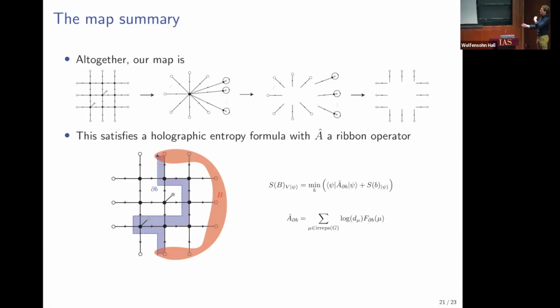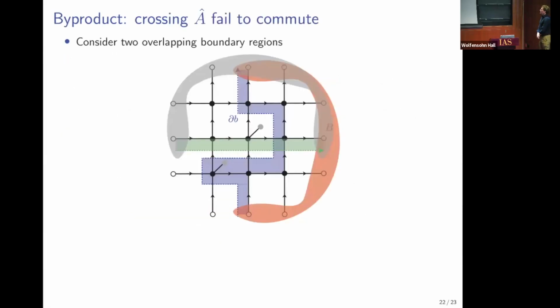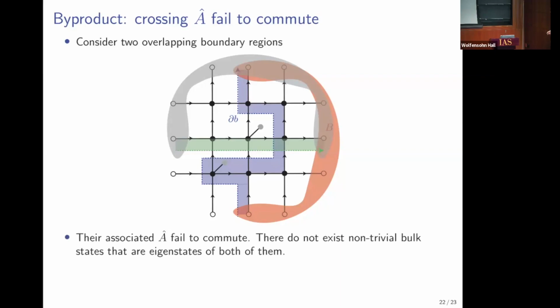You work this out by taking the argument I put on the previous slide and unreducing it, and seeing how the Rubin transforms back. Let me just quickly say, one cool byproduct of this is that you get these non-commuting areas. Let's say we have two boundary regions: capital B, which is the red, all the links overlapping this red region, and capital A, which is all the links overlapping this gray region. They intersect, they share some links. And then the ribbons associated to them, and their holographic entropy formulas, are like this blue and green ribbon. The blue guy was the ribbon associated to capital B. This green guy is the ribbon associated to capital A.